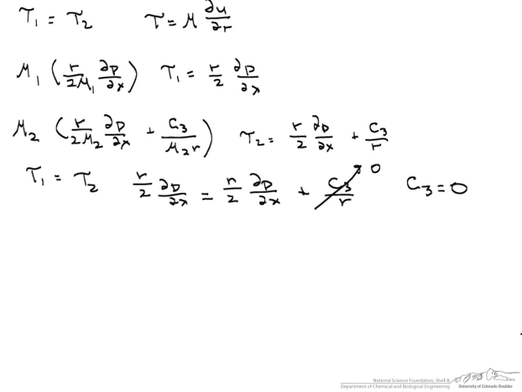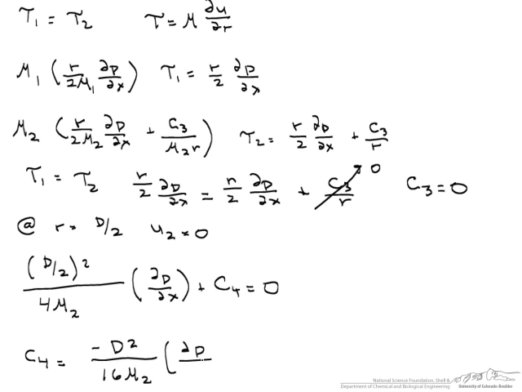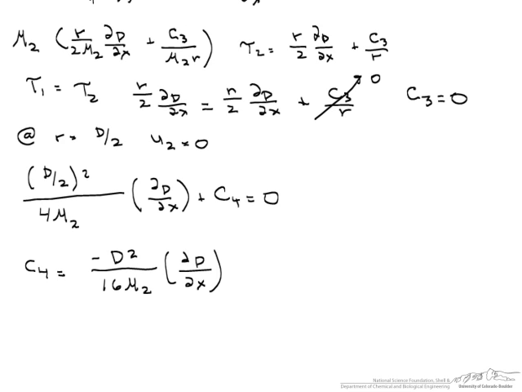So the next thing to do is to look at our boundary condition at r equals d over 2, u2 equals 0. So we can write our u2, d over 2 squared, that's our r squared, over 4 mu 2 dp dx plus c4 equals 0. That lets us solve for c4, which is minus d squared over 16 mu 2 dp dx. So now we have 3 out of the 4. We've left, of course, the hardest for last.